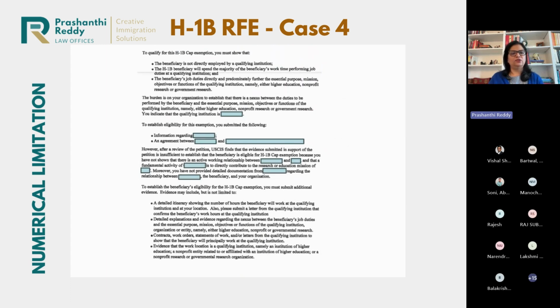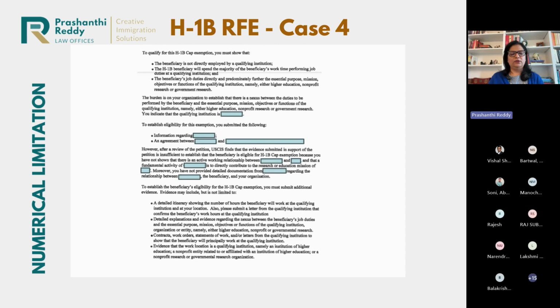So they're saying that in order to show that it's CAP exempt, look at the last few bullet points. Detailed itinerary showing the number of hours the beneficiary will work at the organization, submit a letter from the organization that confirms the working hours. So they want to make sure that they're not going to be working at the consulting company, but the entire period of time they'll be working at this qualifying organization. Explanation and evidence regarding the nexus between the beneficiary's job and the essential mission, purpose, or objective of the qualifying organization, which is basically supporting the institution of higher education.